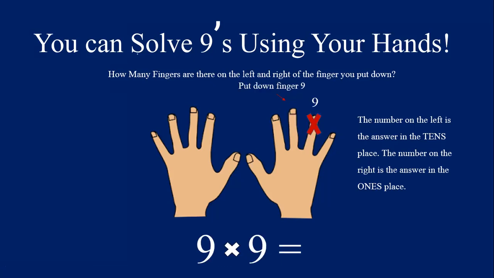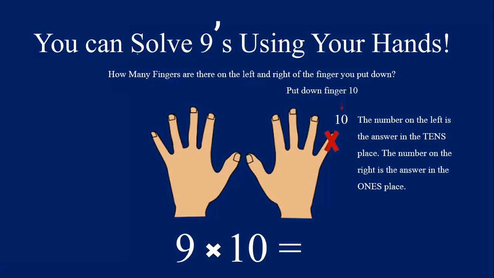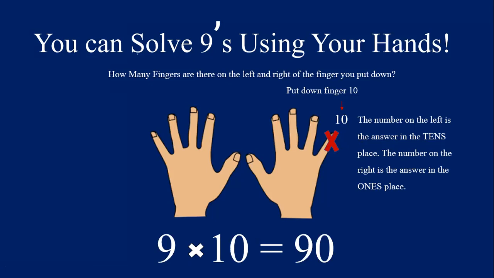Let's try 9 times 9. Put down your ninth finger. How many fingers are up on the left? 1, 2, 3, 4, 5, 6, 7, 8 fingers on the left. How many fingers on the right? Just one. So our answer is an 8 and a 1, or 81. All right, let's try the last one. 9 times 10. Put down your 10th finger. How many fingers are up on the left? 1, 2, 3, 4, 5, 6, 7, 8, 9. How many fingers are up on the right? None. There's 0 fingers over here. So our answer is a 9 and a 0, or 90. 9 times 10 equals 90.